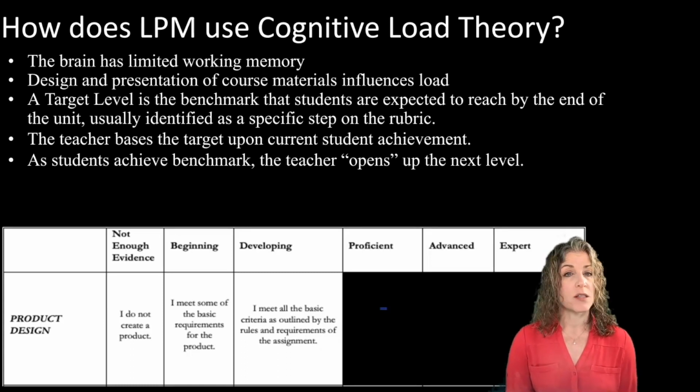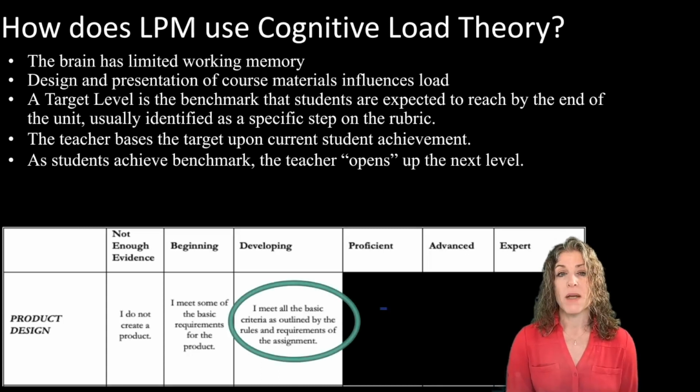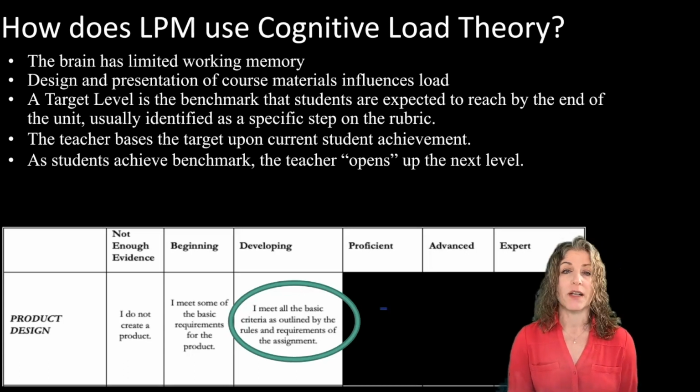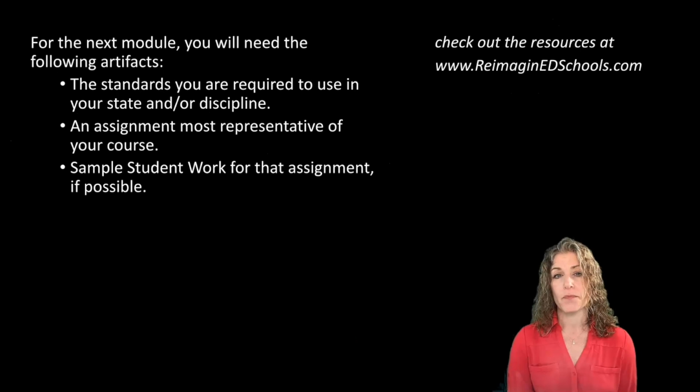The teacher only discusses the requirements described in the beginning and developing levels, meeting the basic criteria as outlined by the rules and requirements of the assignment. If a majority of the class earns developing by the end of the unit, then in the next unit, the teacher opens up proficient level when students already have a foundation in the developing level. This limits the amount of new things kids have to deal with at any one time.